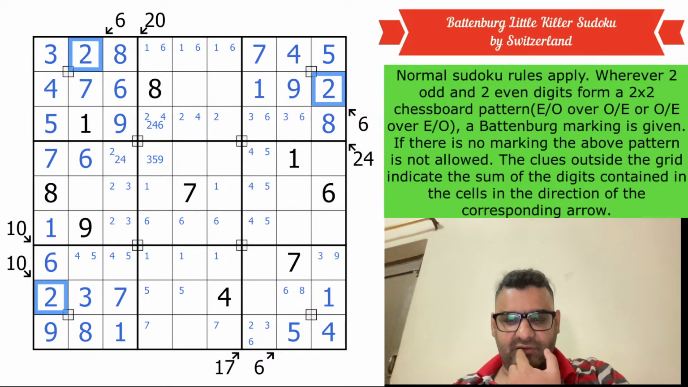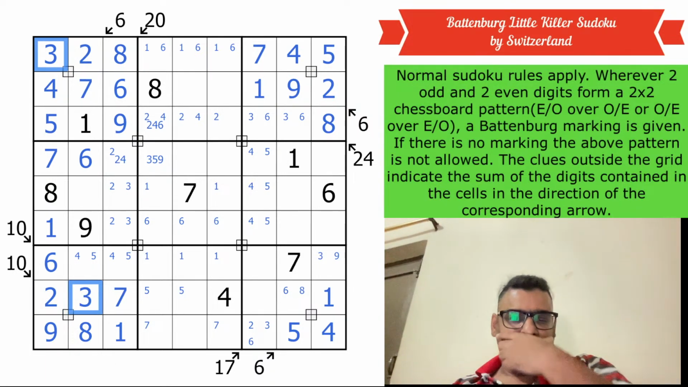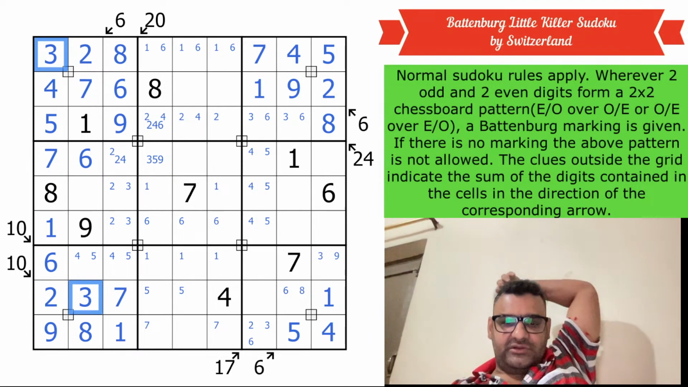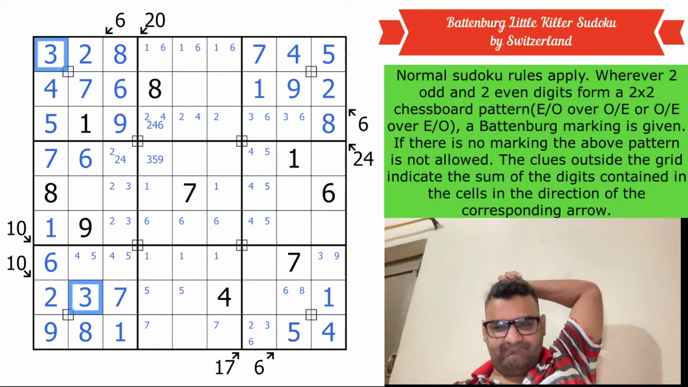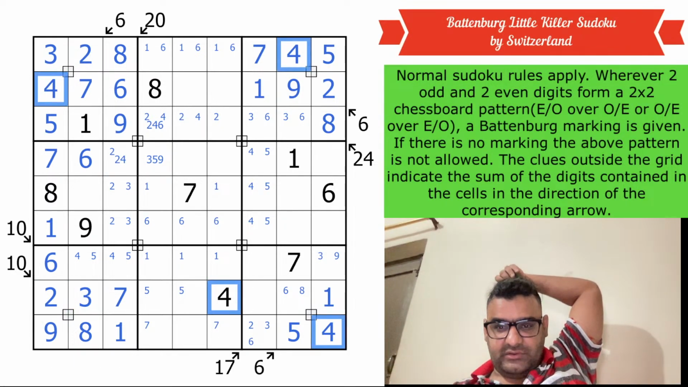Does it give me anything else? What about three? Three can be in these two. Four. Four is there. Four can be there. Four and four. Four is here. But we can have four in any of these.